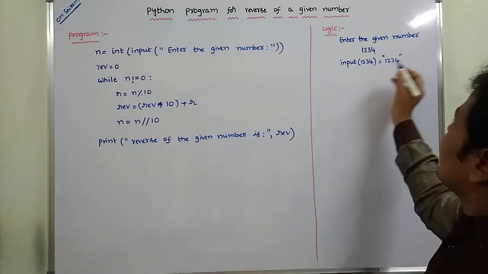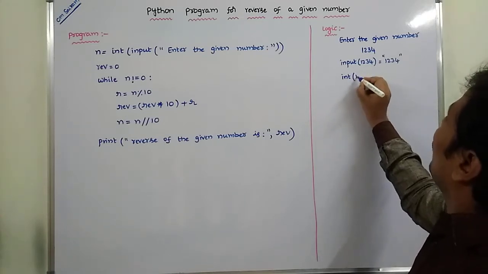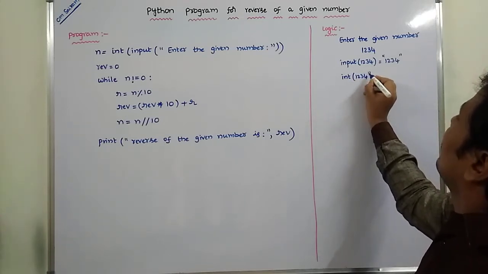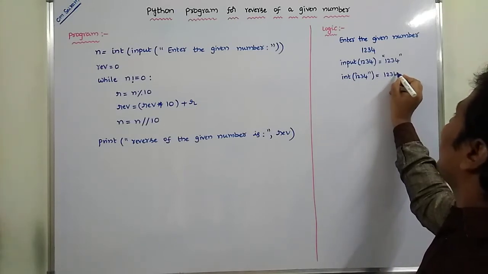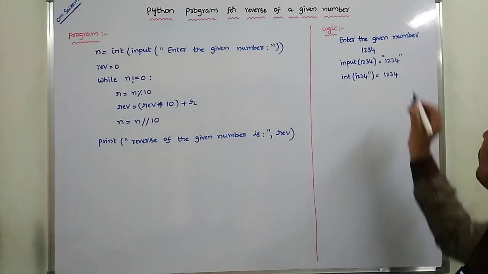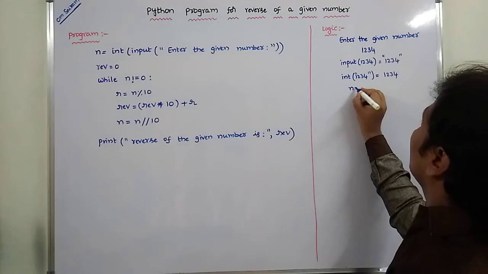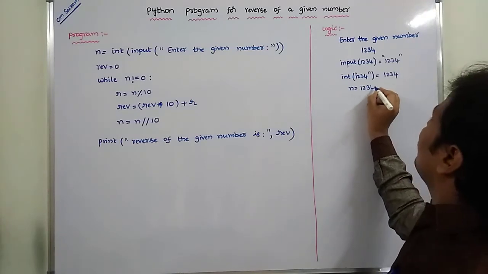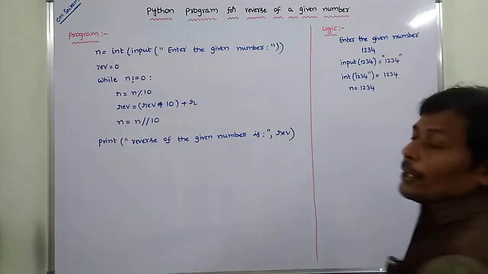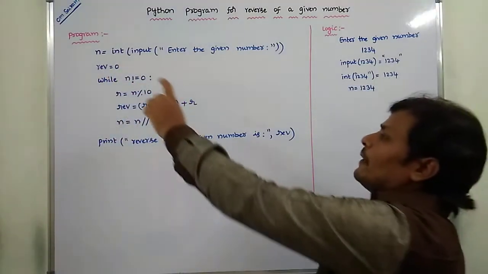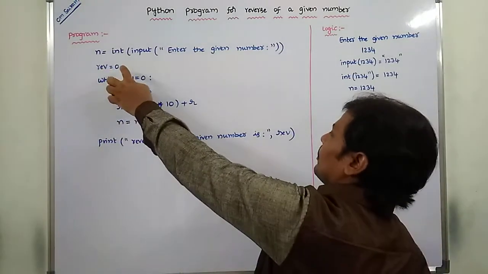Okay. Now this input can be passed to the int function. So 1, 2, 3, 4. Okay, it is converted into integer. Now this value can be assigned to the variable n. n is equal to 1, 2, 3, 4. Okay. Now REV is equal to 0. Initially we take one variable, that is REV. REV is equal to 0.